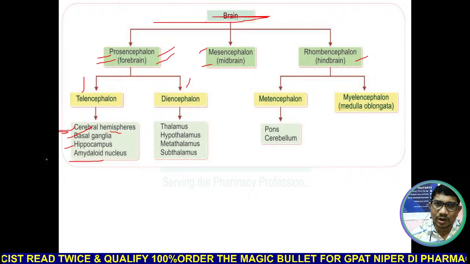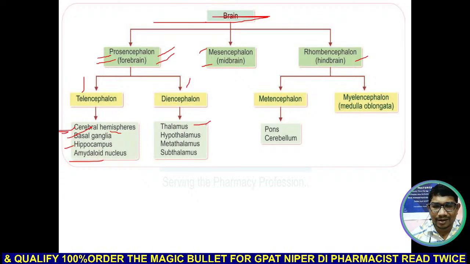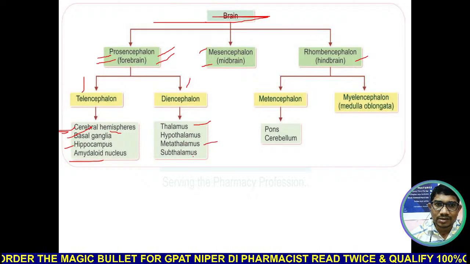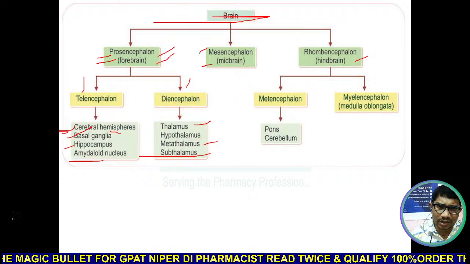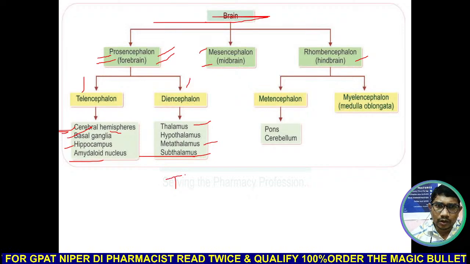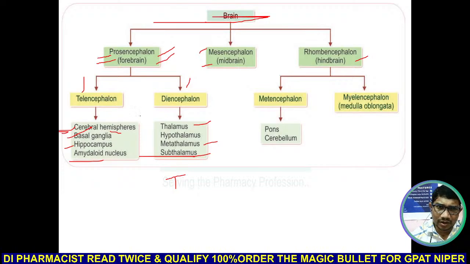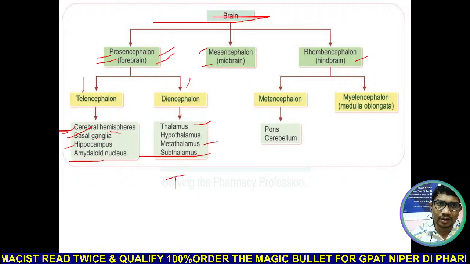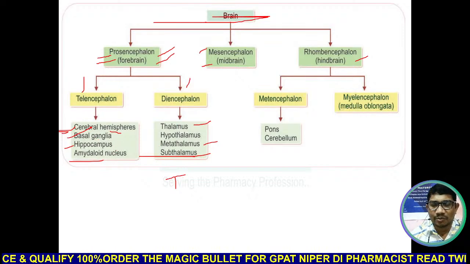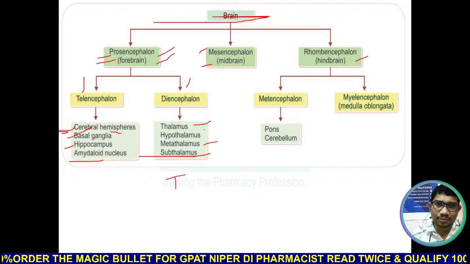Now diencephalon में क्या क्या आता है? diencephalon में आता है thalamus, hypothalamus, then metathalamus and subthalamus. In the prosencephalon, that is forebrain, you have telencephalon and diencephalon. Telencephalon में क्या आता है? Cerebral hemisphere, basal ganglia, hippocampus, amygdaloid nucleus. diencephalon में आता है thalamus, hypothalamus, metathalamus, subthalamus.